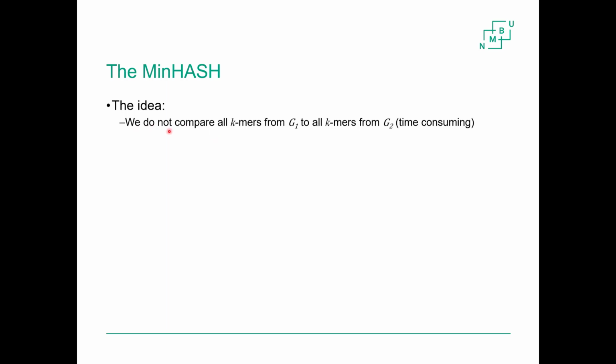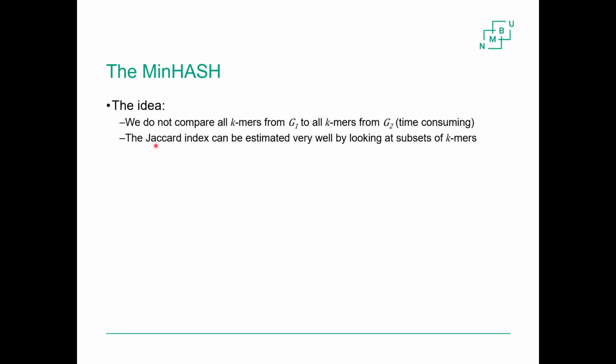So the idea is to not compare all the K-mers from G1 to all the K-mers of G2. Because that's what we need to do to compute this W, right? We need to first collect all the K-mers from one genome, collect all the K-mers from the second genome, and then start to compare every pair of them. And this is horrible, right? If you have 1 million K-mers from the first one and 1 million from the second one, then you have 1 million times a million comparisons. And this will take a long time to do even on a fast computer.